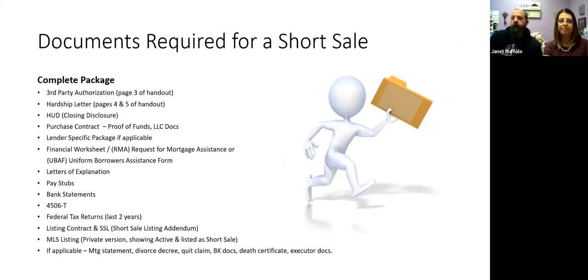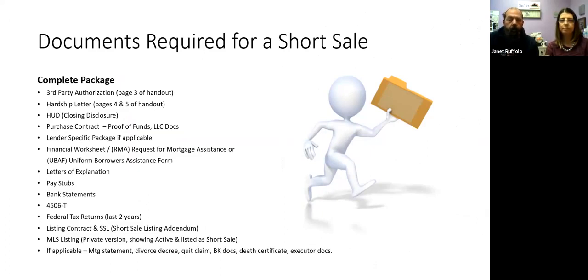Basically, you need a complete package. You need a third-party authorization. That gives you the authorization to speak to the bank on behalf of your client. A hardship letter, that's just a letter that details why they fell behind in the payments, what's causing that hardship, whether it be divorce, job loss, whatever it may be.